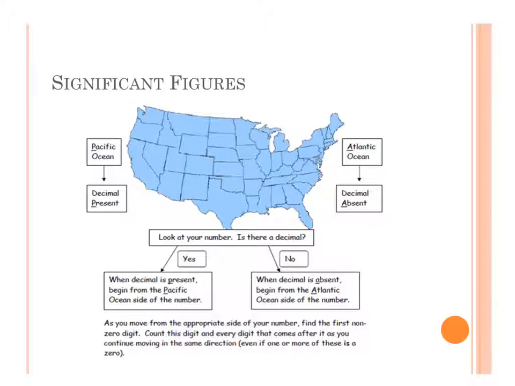You're going to start from one side of the number or the other, and you're going to start counting, just counting like 1, 2, 3, 4, 5 when you get to a number that's not 0. And you stop when you get to the end of the number. We'll look at an example in a minute.